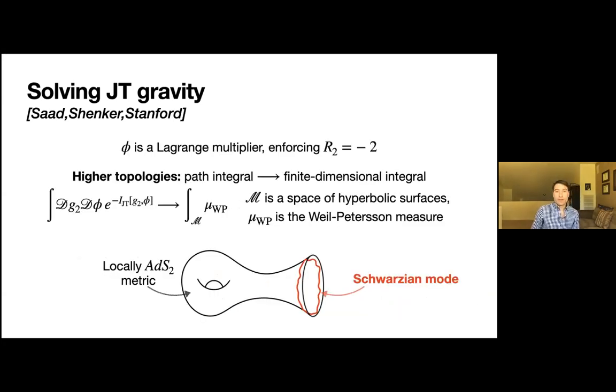So now we want to include other topologies in the path integral. And now there's some finite dimensional space of topologies. Once we've fixed these boundaries where we're always going to have these wiggles that we need to integrate over, the Schwarzian mode, there's some finite dimensional space of hyperbolic metrics. So the path integral, this infinite dimensional complicated integral, reduces to just this finite dimensional integral over the moduli space of hyperbolic surfaces with some particular volume, and the appropriate volume form turns out to be this Weil-Petersson measure.